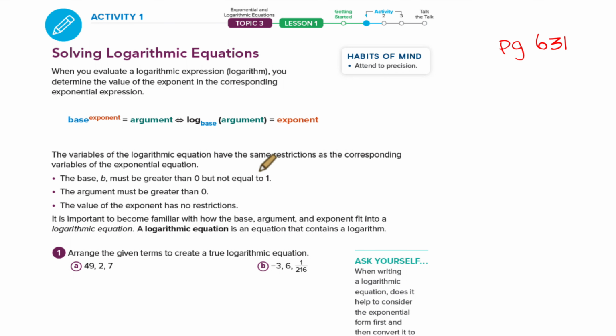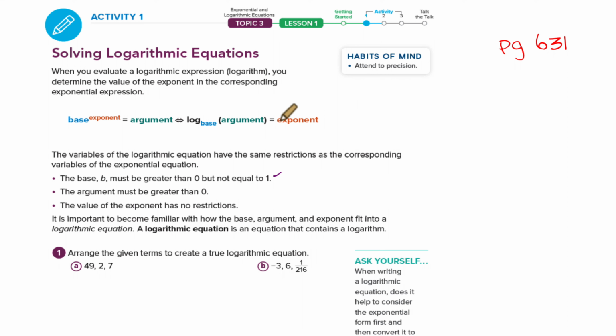Now, some of the things we need to learn. Okay, the base has to be greater than 0, but not equal to 1. Because if you have 1 to any power, it always equals 1. So that doesn't really help us out here. So the base has to be positive. The argument must be positive as well. It has to be greater than 0. No negatives for the base. So the base can't be negative. And then the argument can't be negative. And then the value of the exponent can be anything.